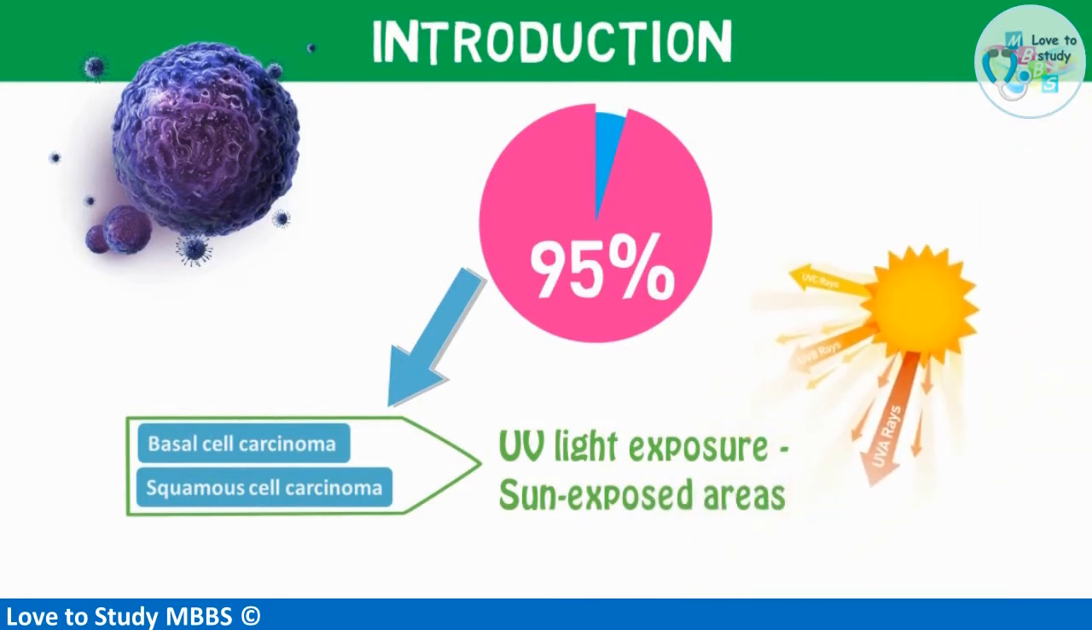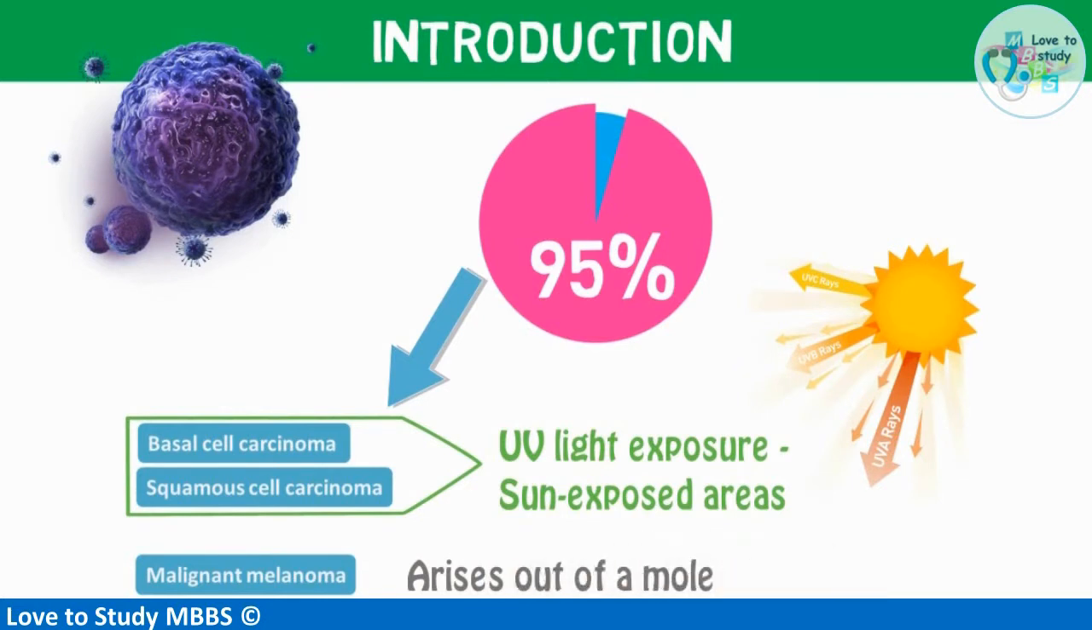The other common skin cancer is malignant melanoma, which also tends to occur in sun-exposed areas, but usually arises out of a mole. The manifestations of these skin cancers, their treatment, and the complications of these types of cancer are discussed in this chapter.